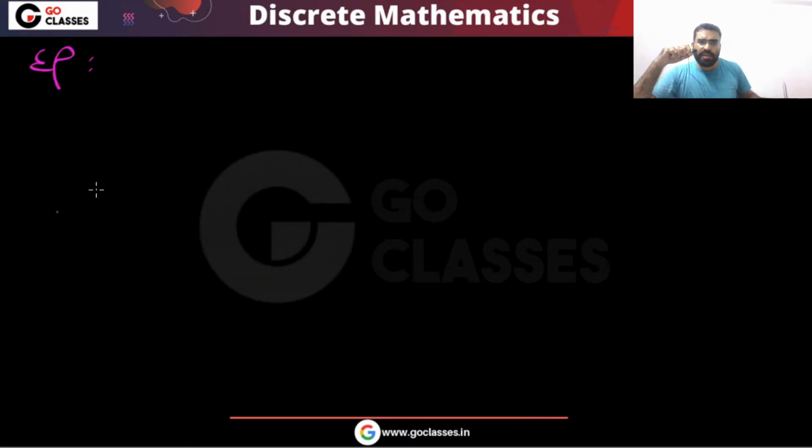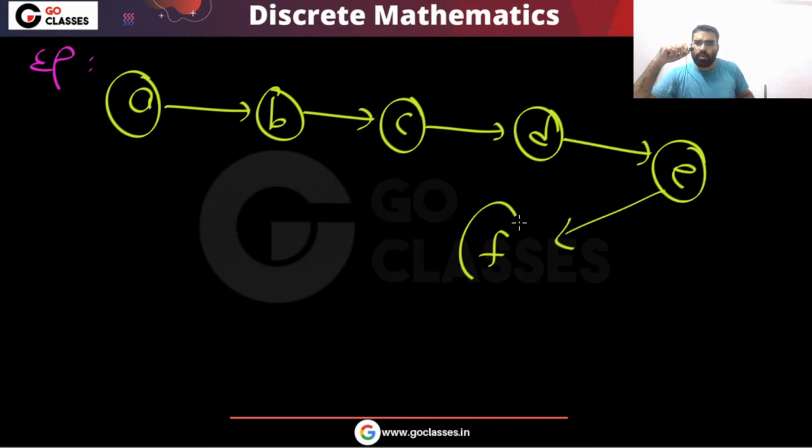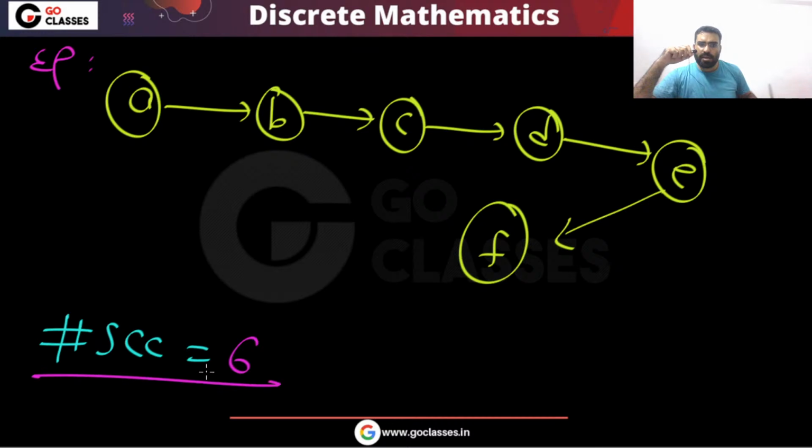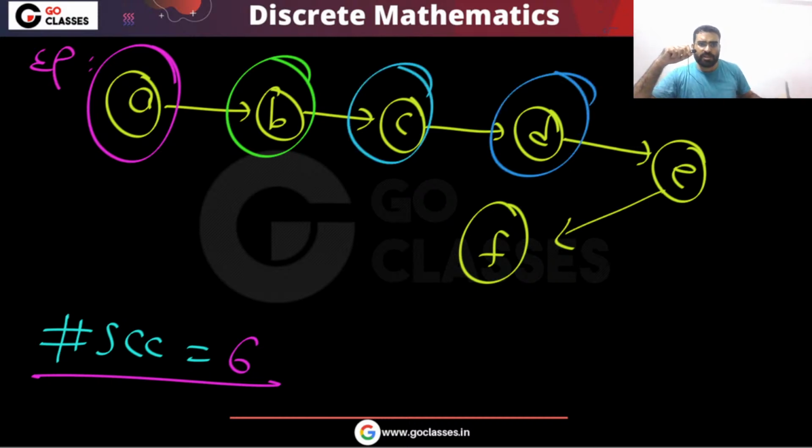Another example, a very simple example. In this graph with vertices A, B, C, D, E, F, how many strongly connected components are there? Please tell me. So in total that is 6. The number of strongly connected components is 6. Every vertex is a strongly connected component in this graph.